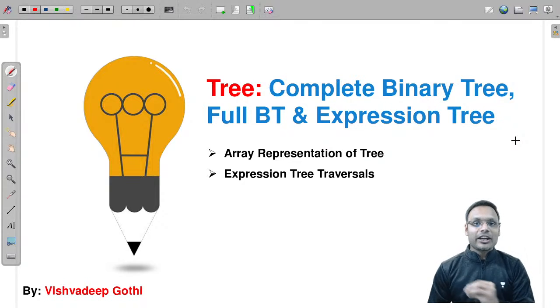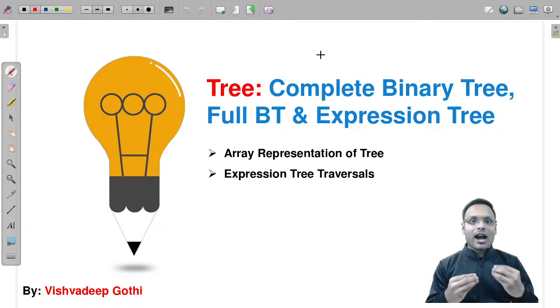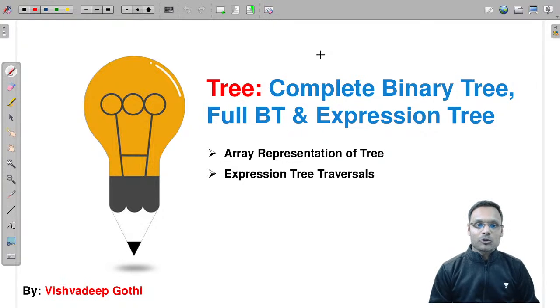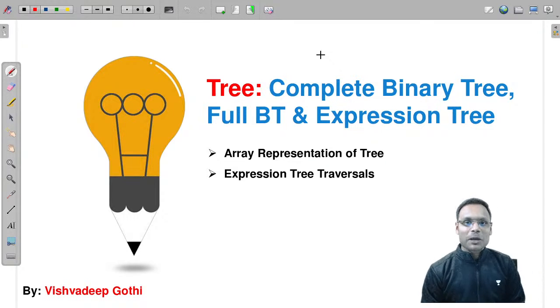This is the regular course of data structure, and in today's class I am going to discuss various types of binary trees, which are complete binary tree, full binary tree, expression tree, and in those we are going to talk about small subtopics like in expression tree what traversals mean, the array representation of complete binary tree, and so on. So without any delay, let's get started with the topic, these different types of binary trees.